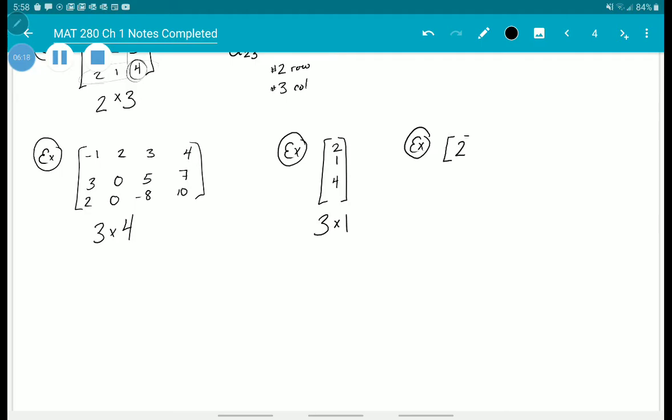And suppose we had something like that. We know this is a matrix because of the brackets there. It has 1 column, it has 1 row. Number of rows by number of columns means this is a 1x1 matrix.